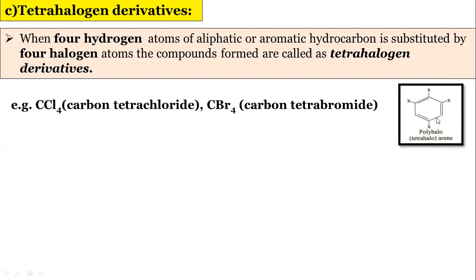And in case of an aromatic system, see here, one, two, three, four hydrogen atoms are replaced. So it is called tetrahalogen derivatives.